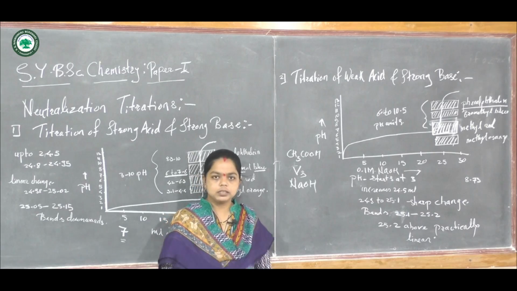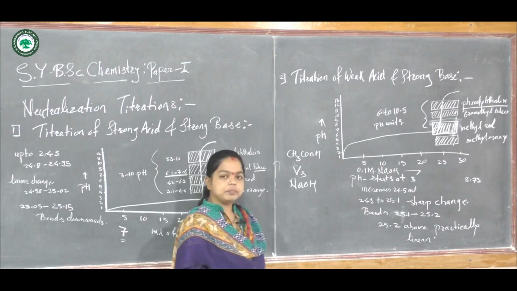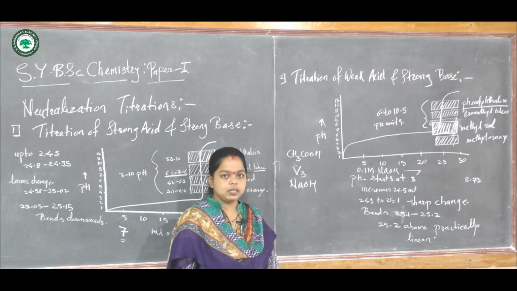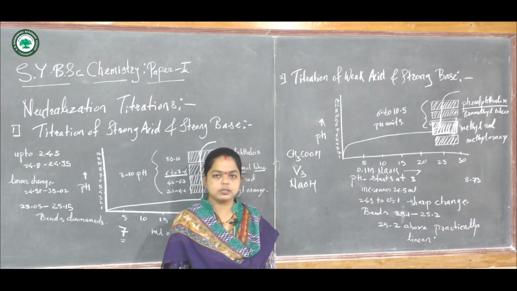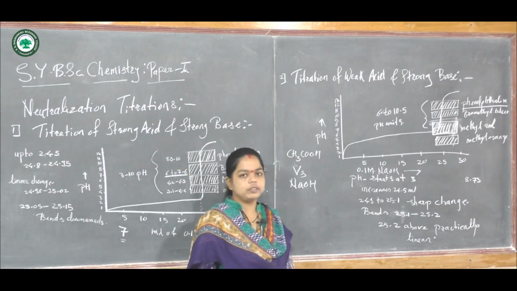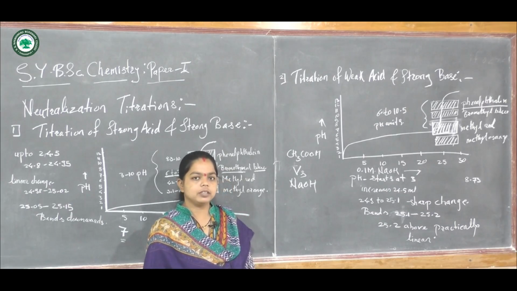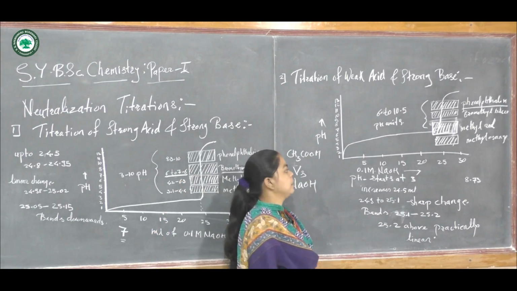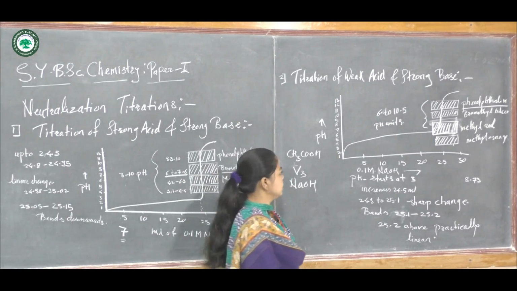Now let us consider the titration of the strong base with the acetic acid. In this case we are again going to determine the exact concentration or normality of the acetic acid, and we have taken the standard solution of the NaOH. So it should be filled in the burette, and in the conical flask we have taken 10 ml acetic acid, and slowly we are going to add the NaOH in this way.